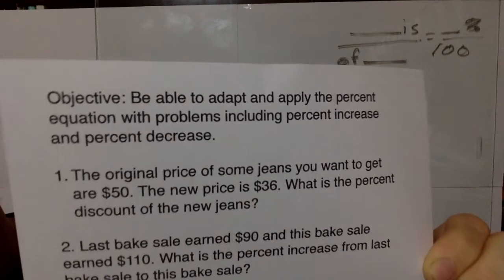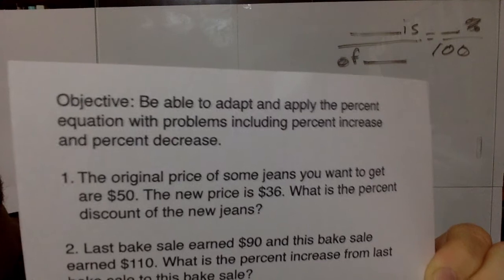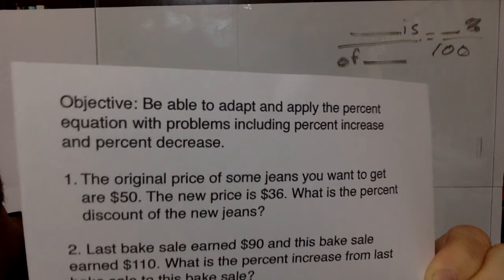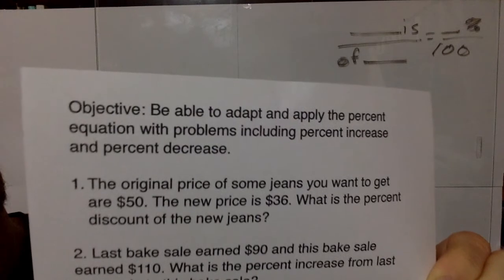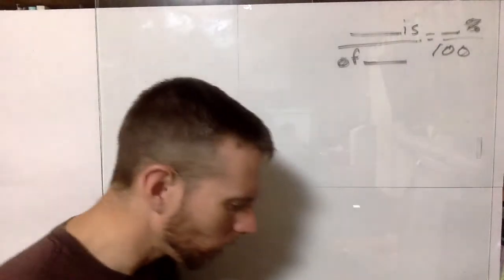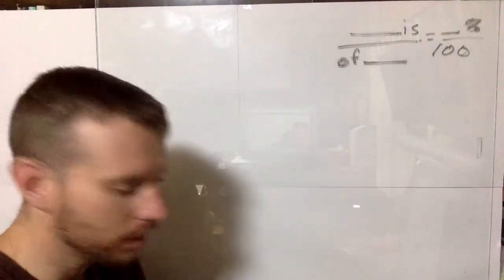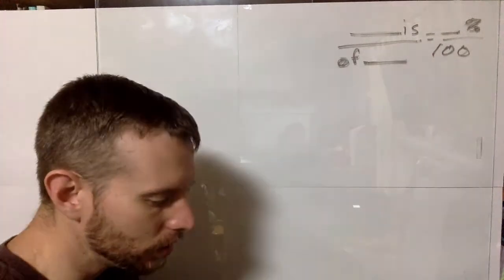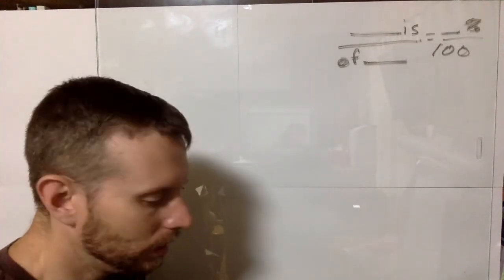It says the original price of some jeans you want to get is $50. The new price is $36. What is the percent discount of the new jeans? Okay, so write that down again. Okay, now the original price we said is $50. The new price is $36. We want to know the percent decrease.